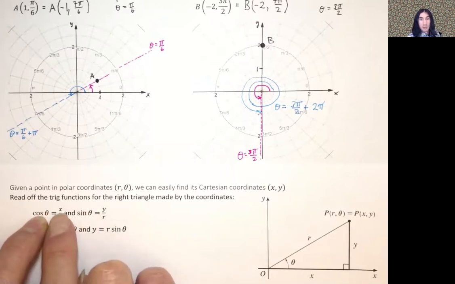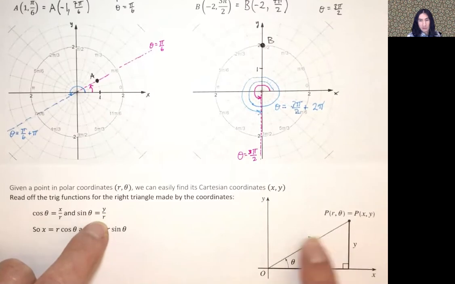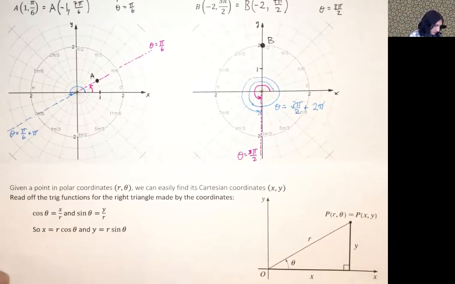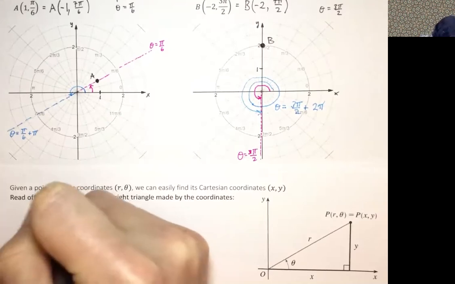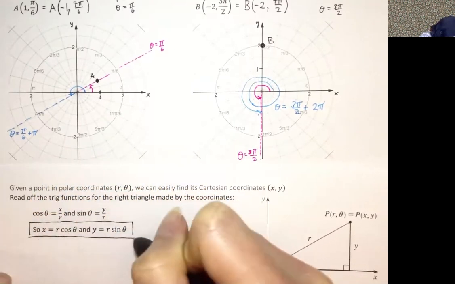So that comes from the definition of cosine and sine. Cosine is defined to be the adjacent side over the hypotenuse, so remember that's x over r. Sine is defined to be the opposite side over the hypotenuse, so y over r. And if we rearrange both of those equations, we get x is equal to r cosine theta and y is equal to r sine theta. So remember these. These are how you convert from polar to Cartesian coordinates, and you just do that calculation. So that's why it's really easy.